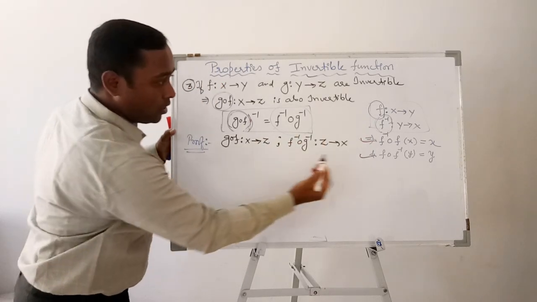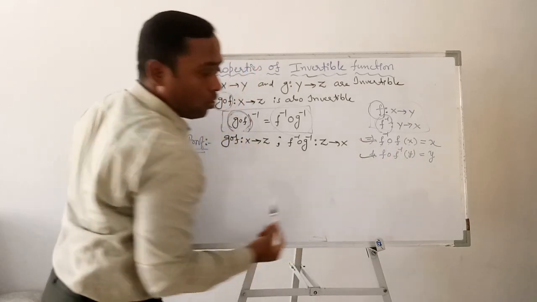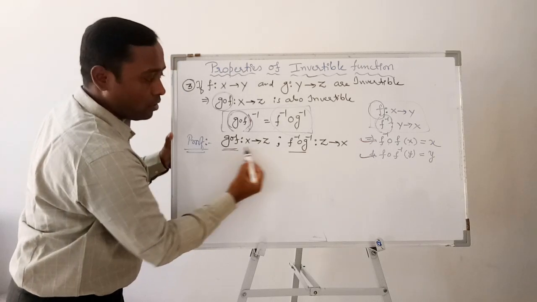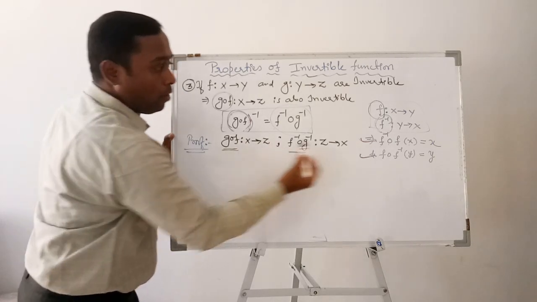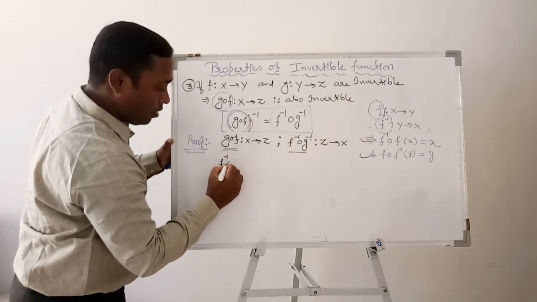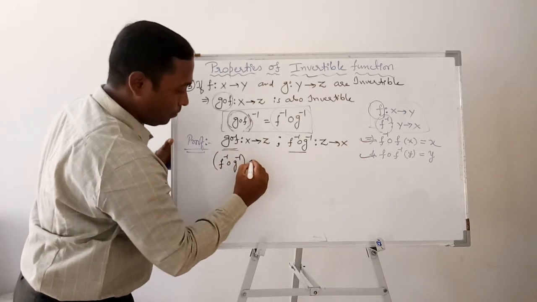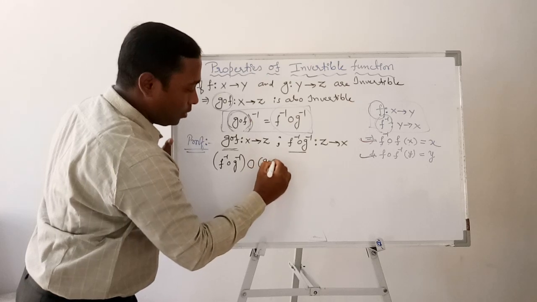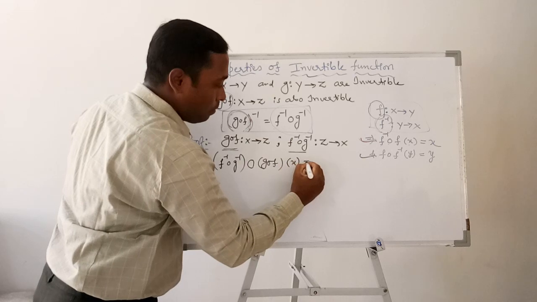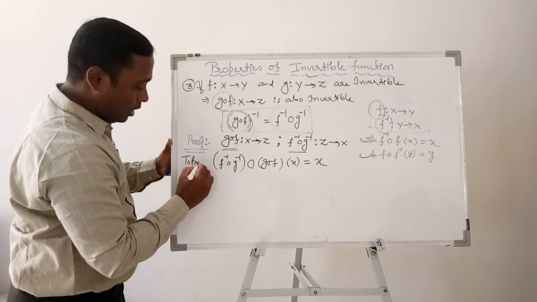So what does the first condition say? Inverse of the function circle the function of x is always equal to x. This is the inverse and this is the function, so this circle this of x must be x. So that is what I am going to write: f inverse circle g inverse, the inverse of the function, circle the function of x must be equal to x. This is what we are going to prove.